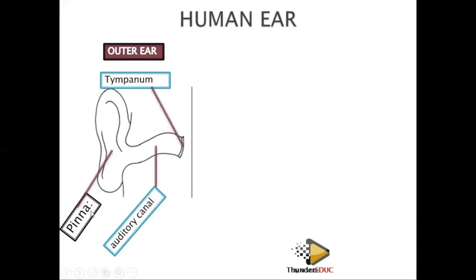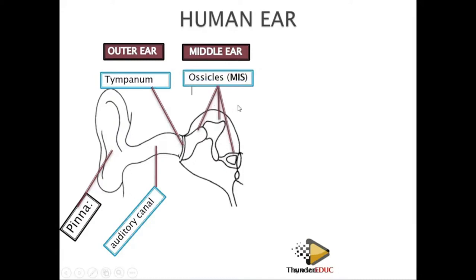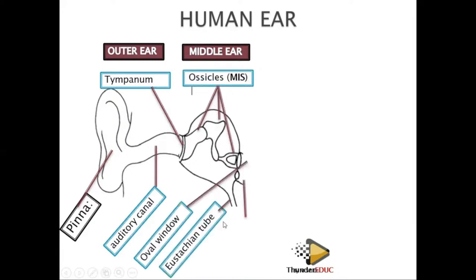So the pinna collects sounds and then sends the sounds to the auditory canal. Then the auditory canal has to bring the sound to the tympanic membrane. Now it has what you call the middle ear. The middle ear is made up of these parts, whereby it has the three bones, which we call ossicles: the malleus, the incus, and the stapes. And then it has the eustachian tube.